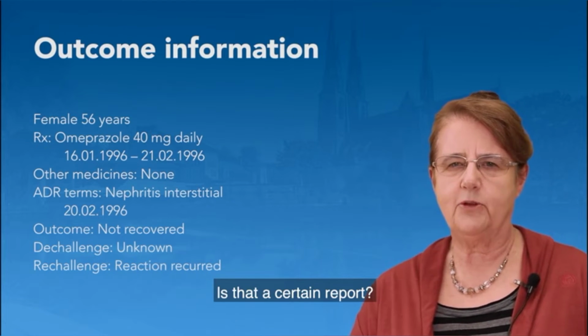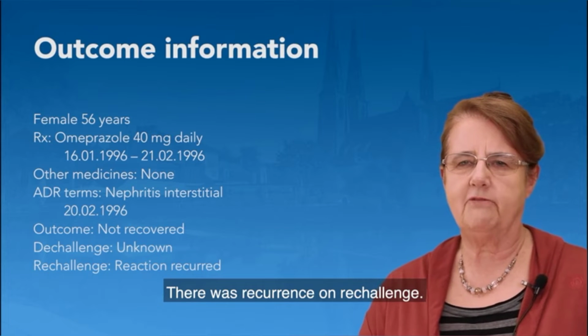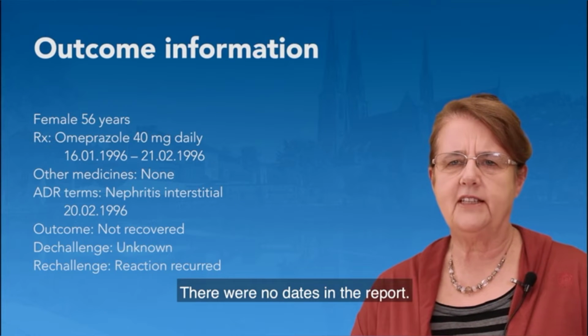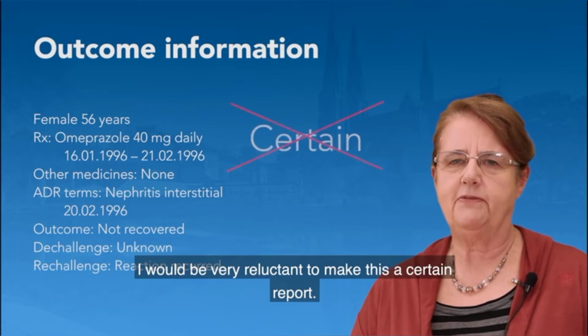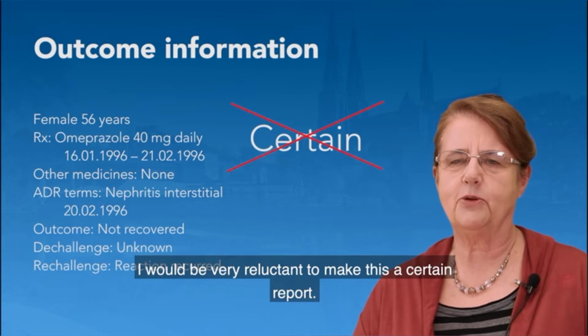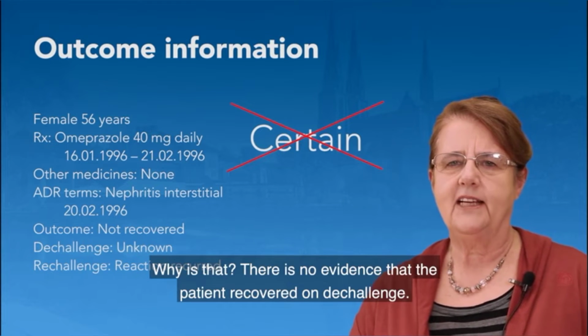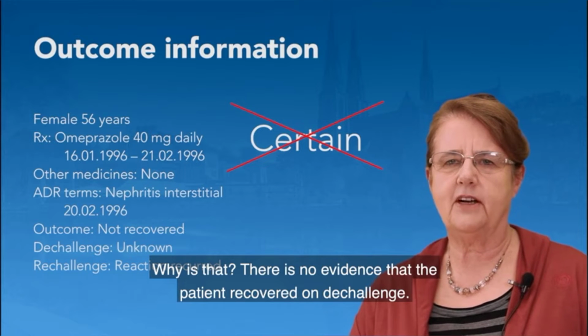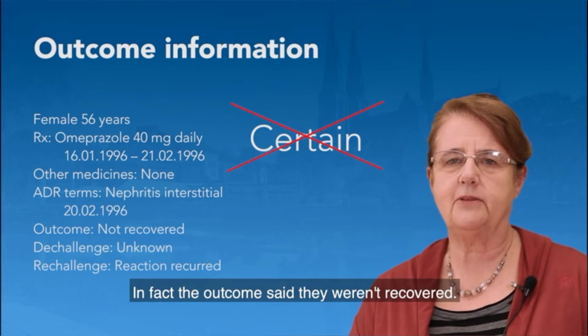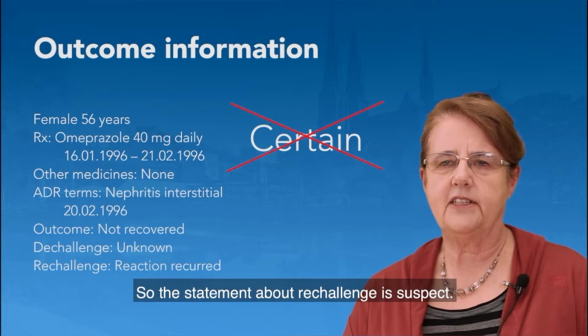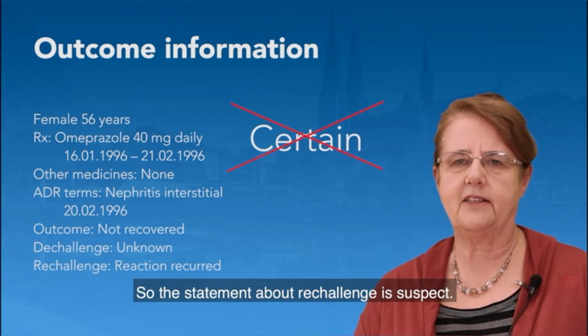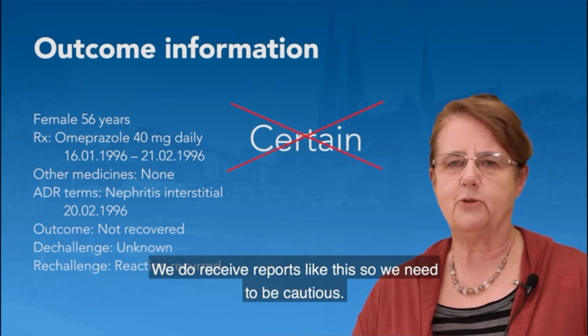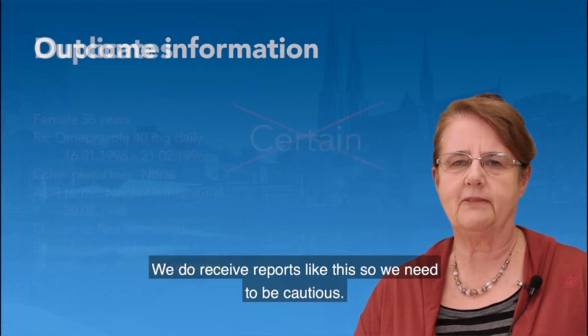Is that a certain report? There was recurrence on re-challenge. There were no dates in the report. I would be very reluctant to make this a certain report. Why is that? There is no evidence that the patient recovered on D-challenge. In fact, the outcome said they weren't recovered. So the statement about re-challenge is suspect. We do receive reports like this, so we need to be cautious.